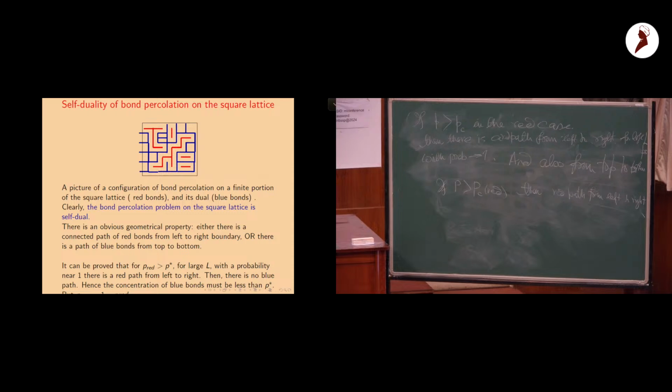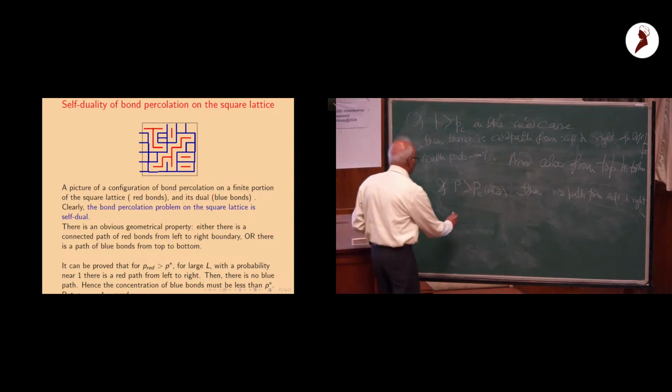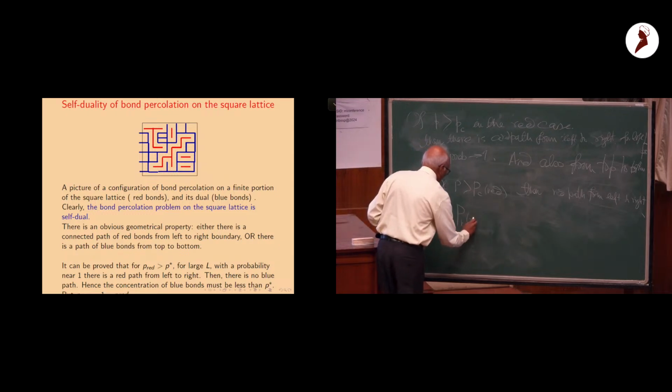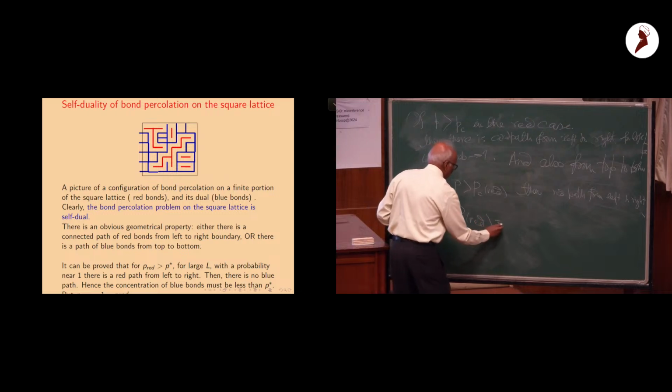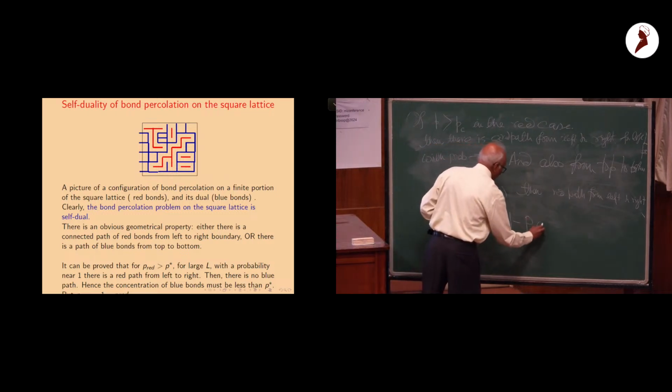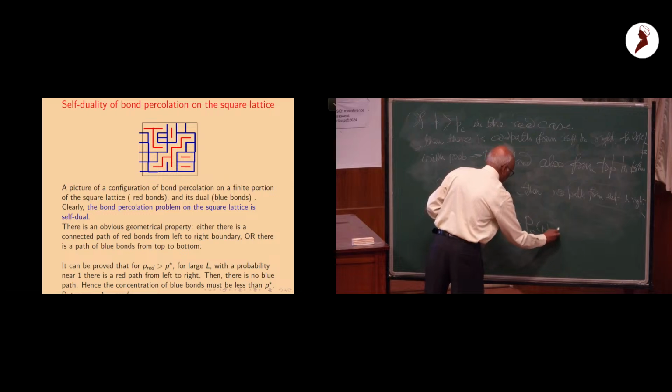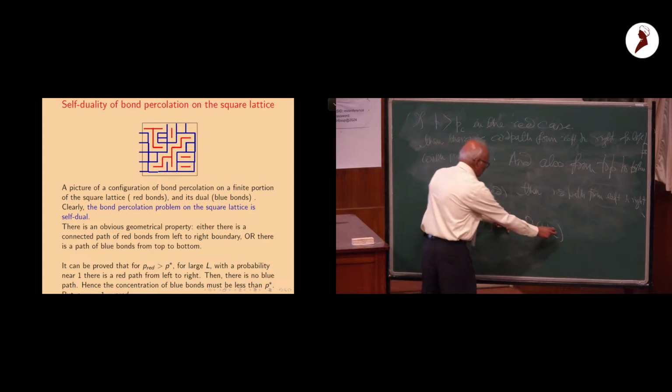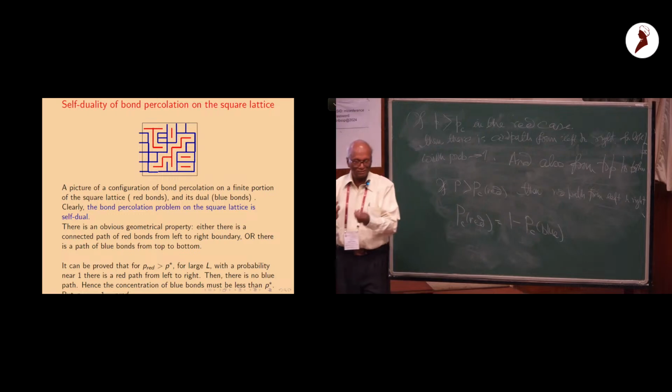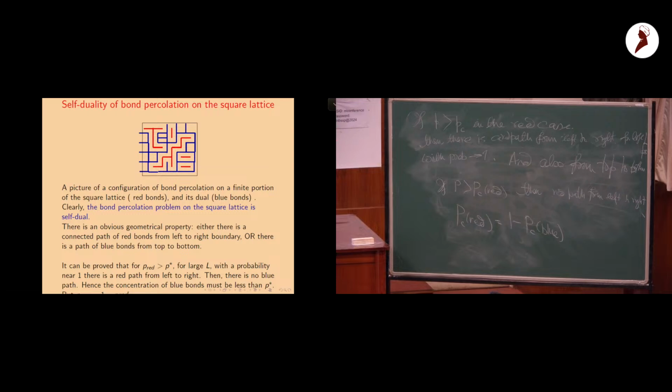So there is a percolation threshold for the red bonds, and there is a percolation threshold for the blue bonds, and they have to be different. So I must have PC red is equal to 1 minus PC blue. If P is less than this, then this is bigger and this thing percolates, otherwise that one percolates. Okay? But the problem is the same, so PC red must be equal to PC blue.